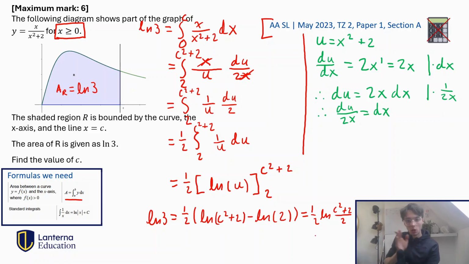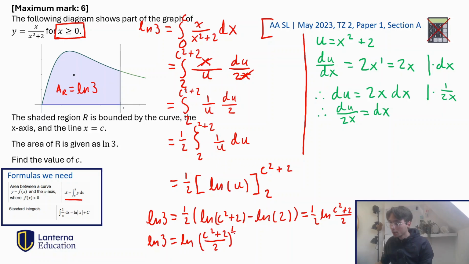Now, again, we go back to log laws. If I have a constant in front of a logarithm, because remember, ln is nothing but logarithm base e, right? e is just a number, 2.7 whatever. So that means I can rewrite this as ln 3 equals, with the 1/2, I can just move that up into the power. So I'll say ln of ((c squared plus 2) divided by 2) raised to the power of 1/2, like so. And raised to the power of 1/2, that's nothing else but the square root, right?